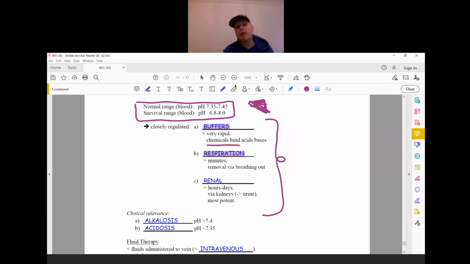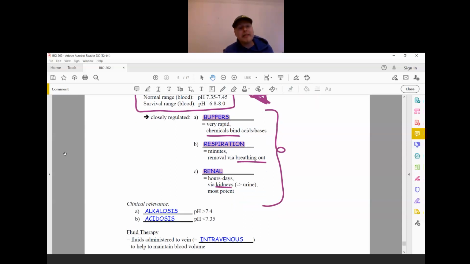This takes a few minutes to happen, and we simply breathe out whatever we don't want to have in the body. And finally, the slowest mechanism, but also the most potent mechanism, is by the kidneys, by producing urine. So that's our renal mechanism. I would say that's the most efficient, but it can also take the longest time to act, anywhere from hours to even days. So those are the 3 ways our body deals with pH changes.